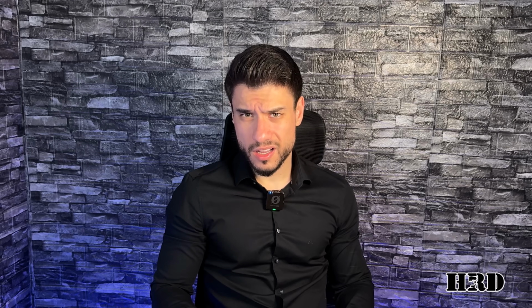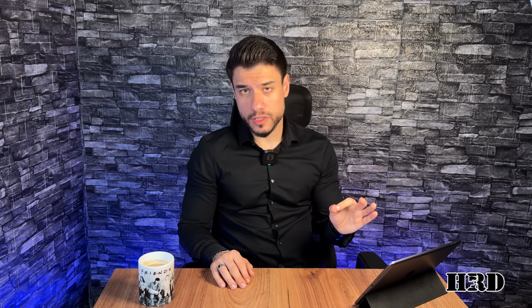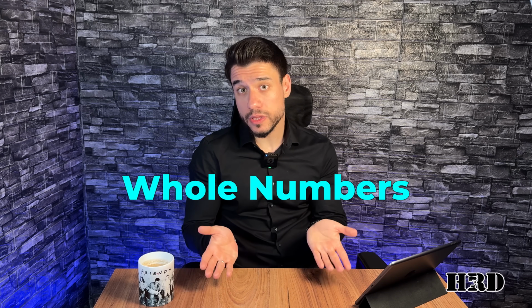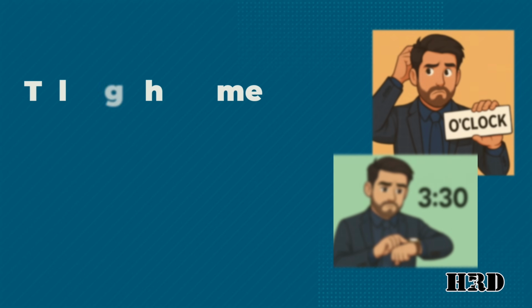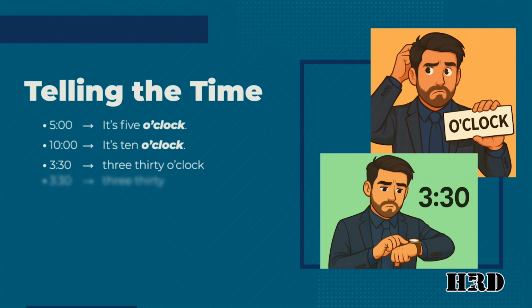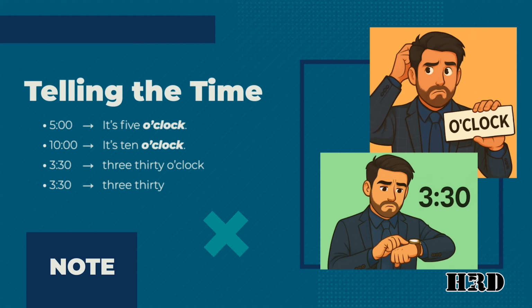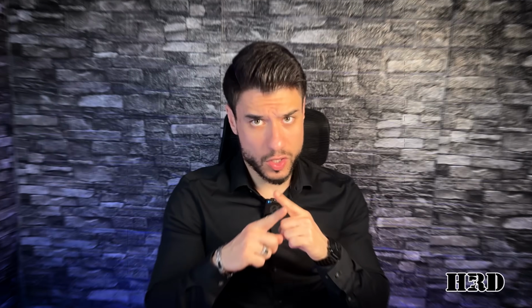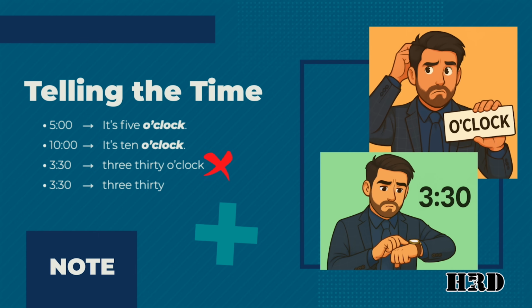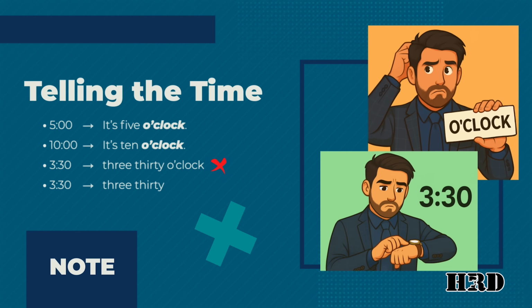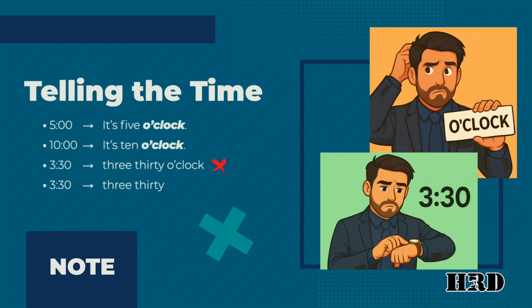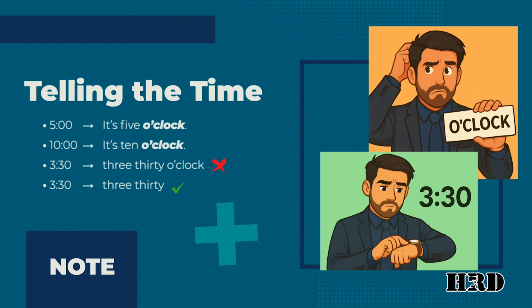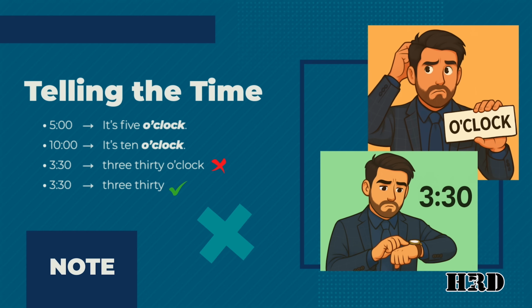O'clock? What's that? We use o'clock only with whole numbers. For example, it's 5 o'clock. It's 10 o'clock. Don't say 3:30 o'clock. No, say 3:30.